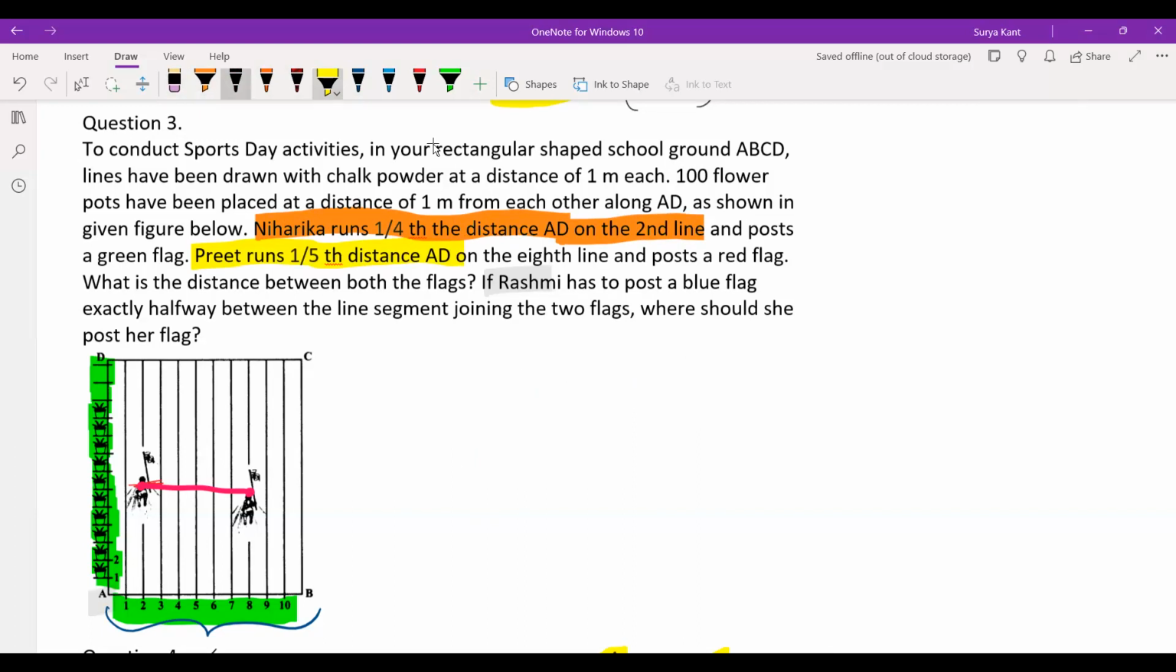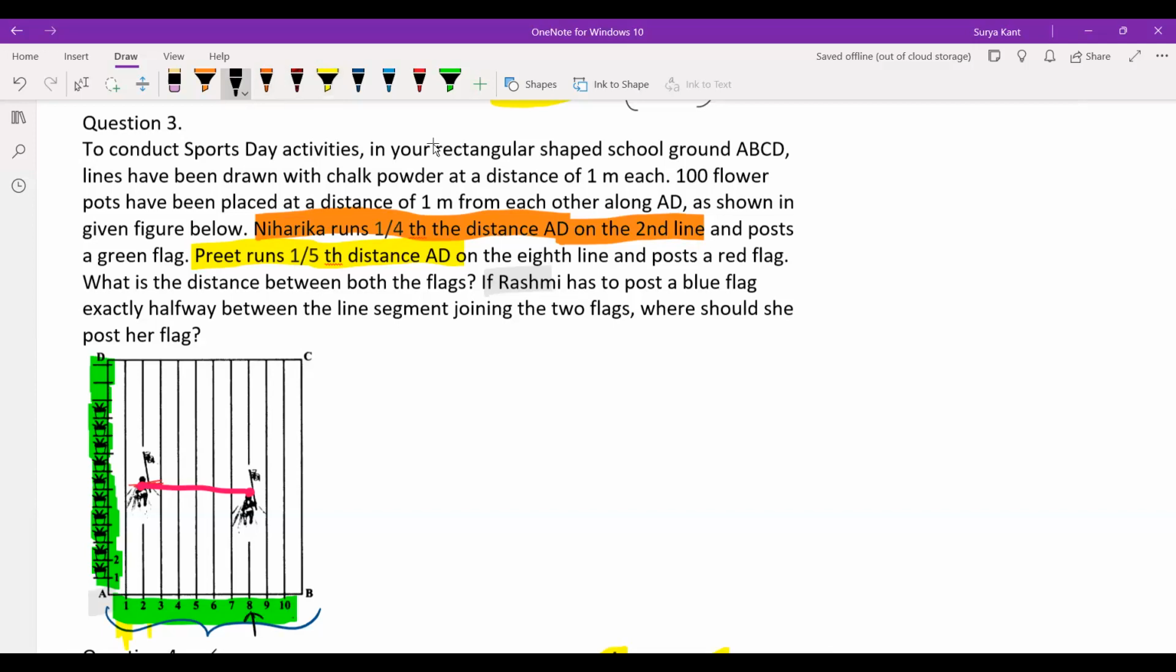See here. From the starting, I'll just tell you once again. To conduct sports day activities in a rectangular shaped school ABCD, lines have been drawn with chalk powder at a distance of 1 meter. So see, the chalk powder, there 1 meter is mentioned over here. Okay.